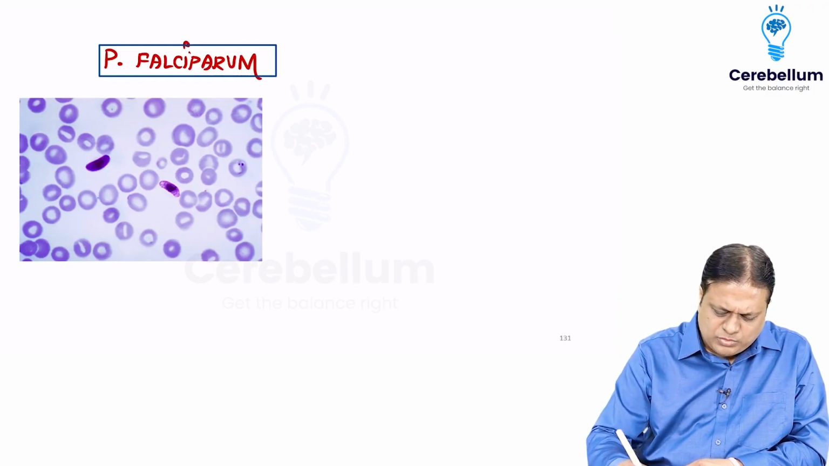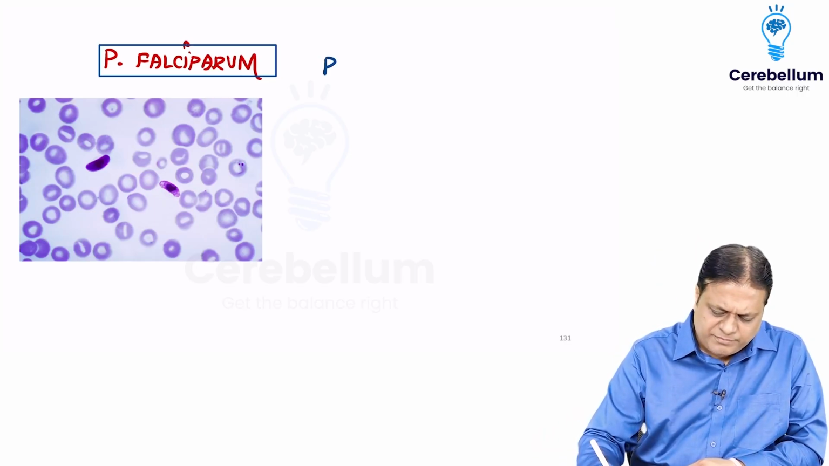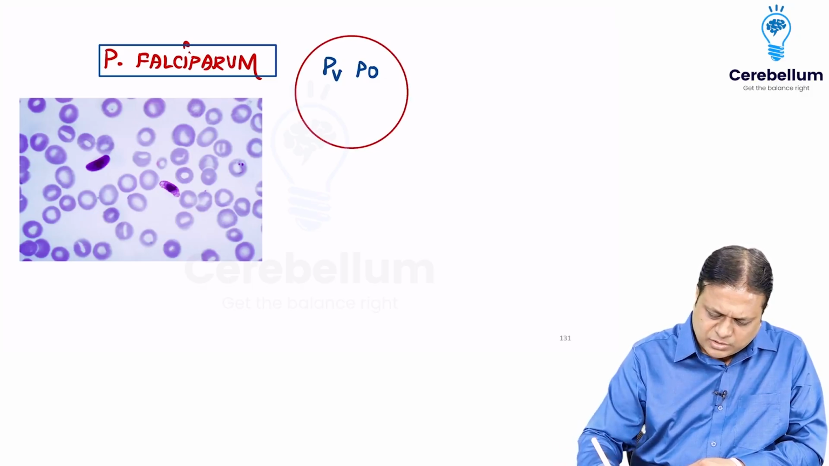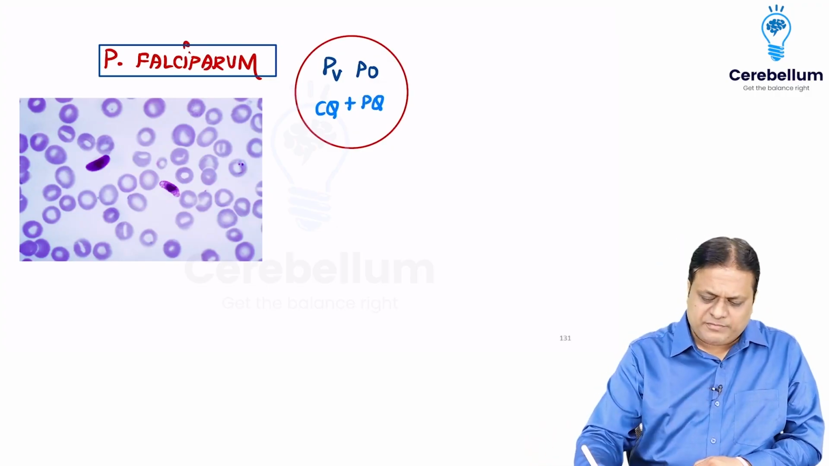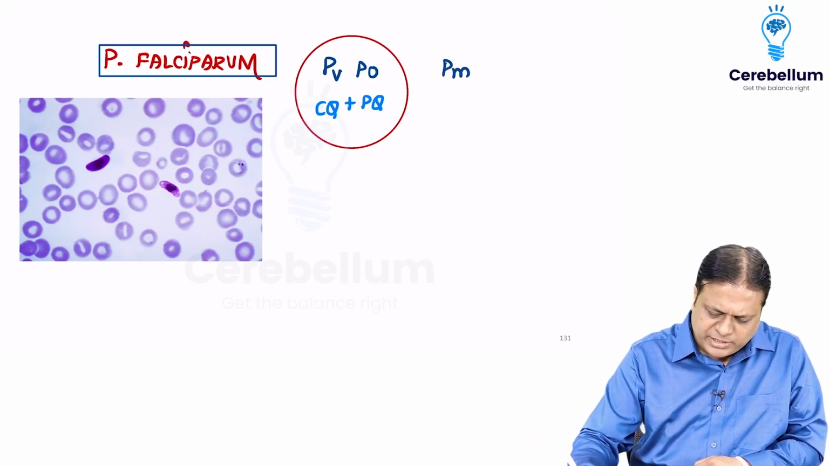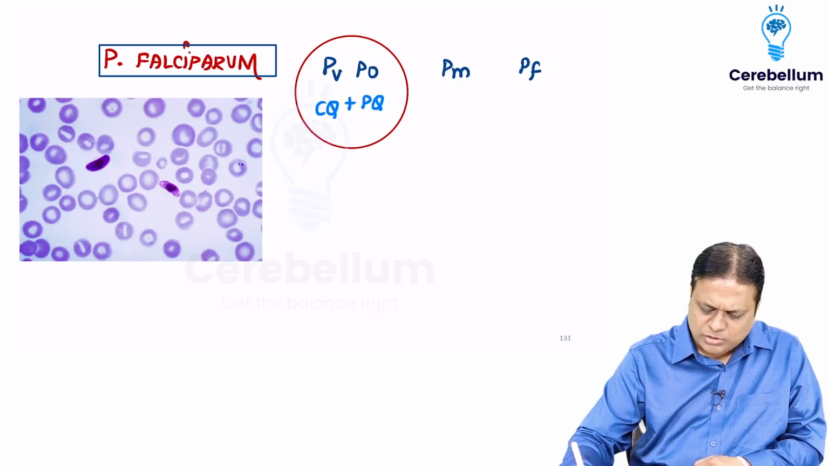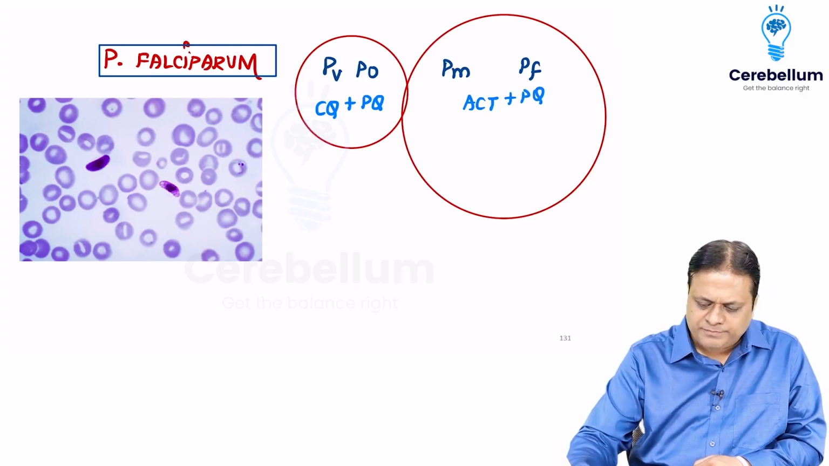Now when you look at treatment of malaria in the country, then Plasmodium vivax and Plasmodium ovale are the same. Both of them, the drug of choice is chloroquine along with primaquine. But when we look at Plasmodium malariae and Plasmodium falciparum, for these two, the drug of choice is also the same, and that is artesunate based combination therapy along with primaquine.